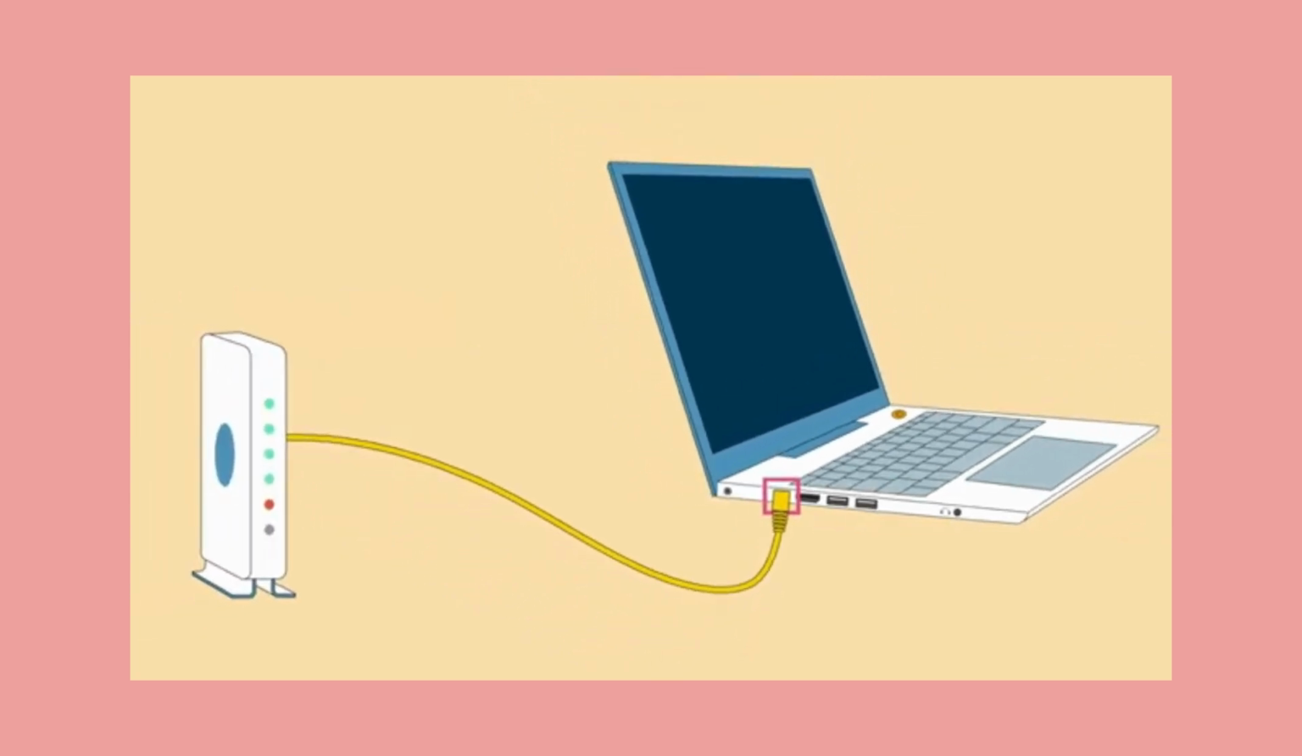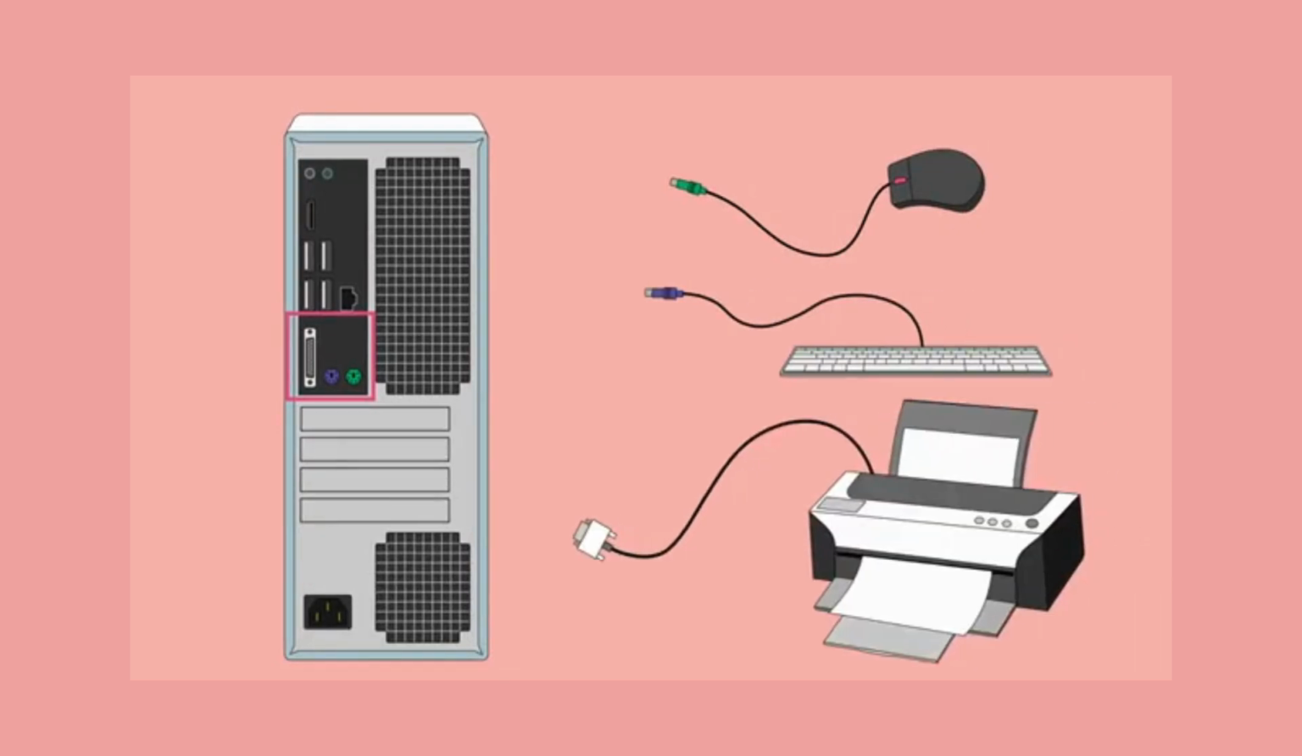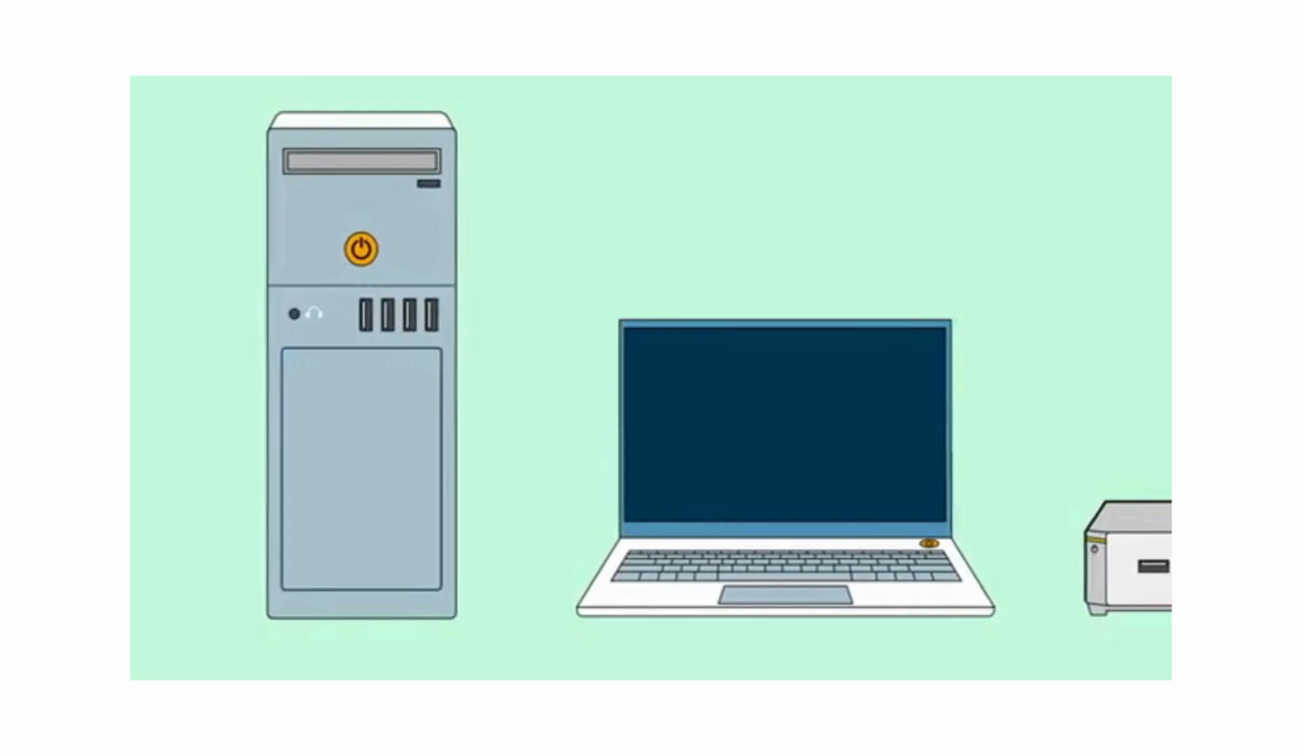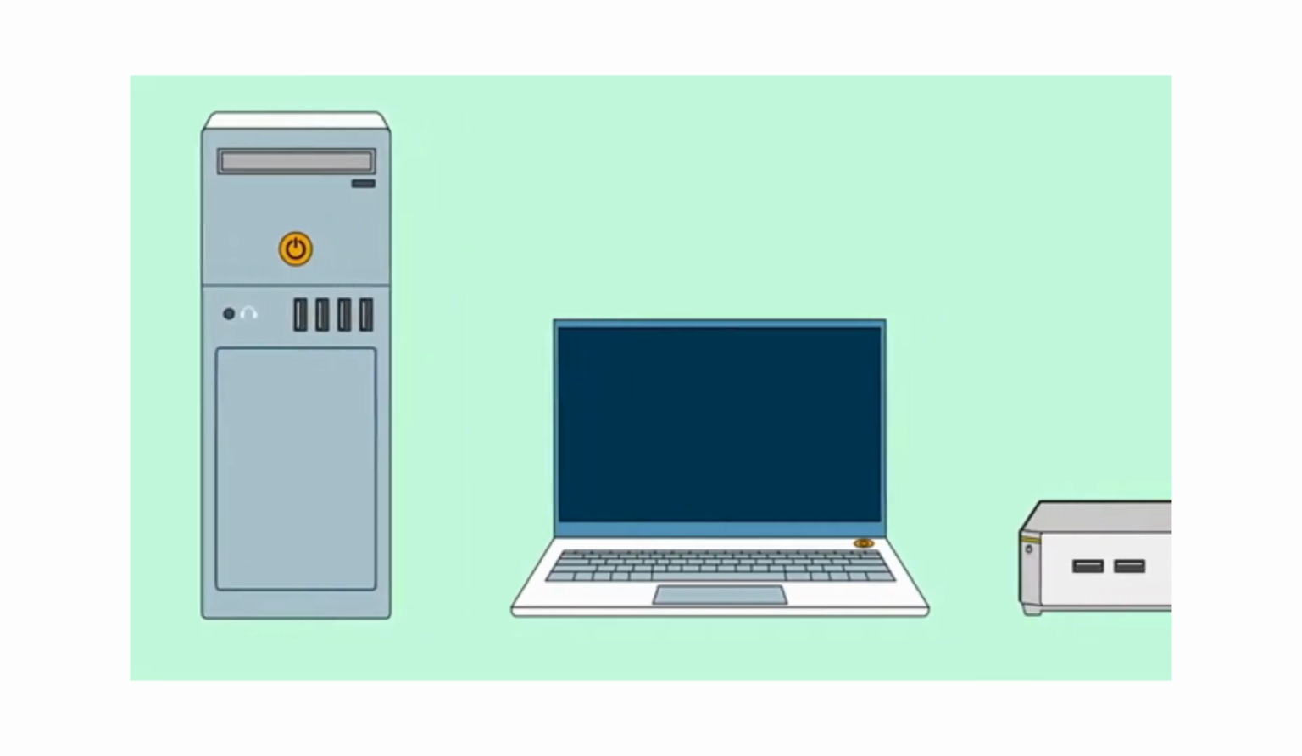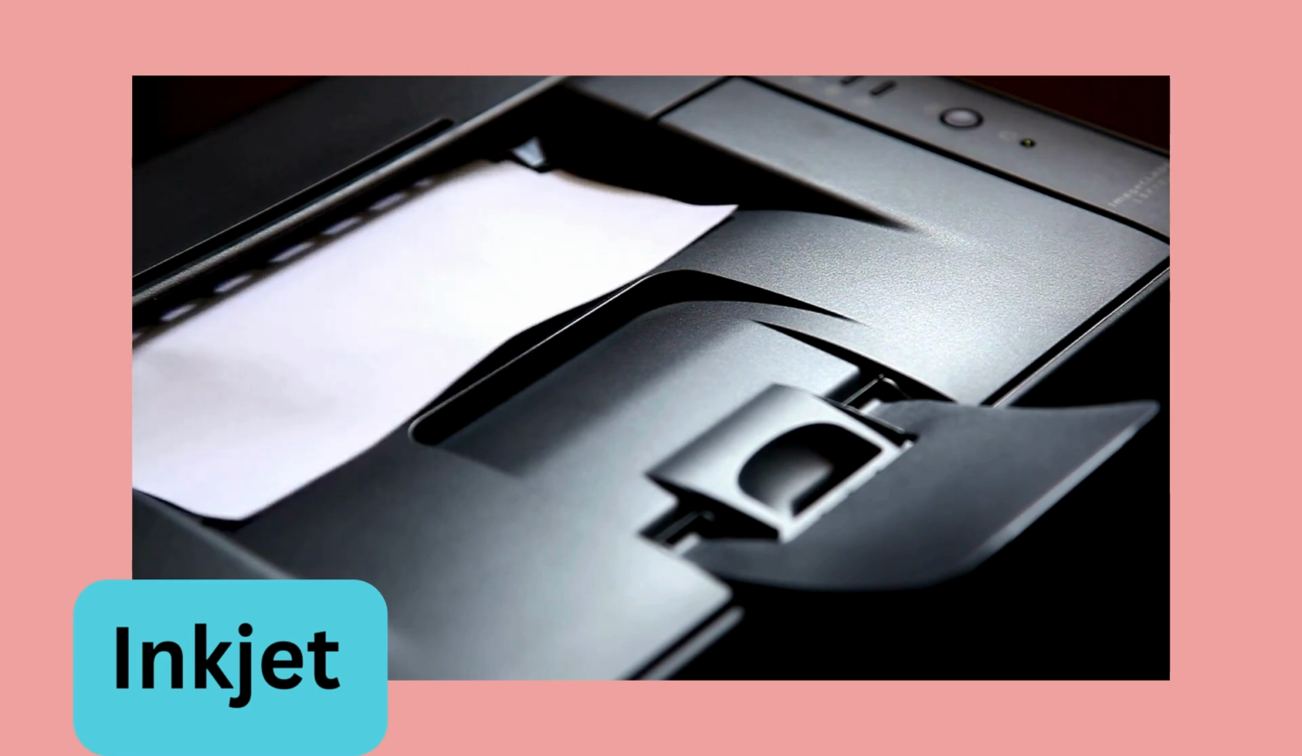One is a printer. A printer is used to print documents, photos, and anything that appears on your screen. There are many types of printers, including inkjet, laser, and photo printers. There are even all-in-one printers which can also scan and copy documents.